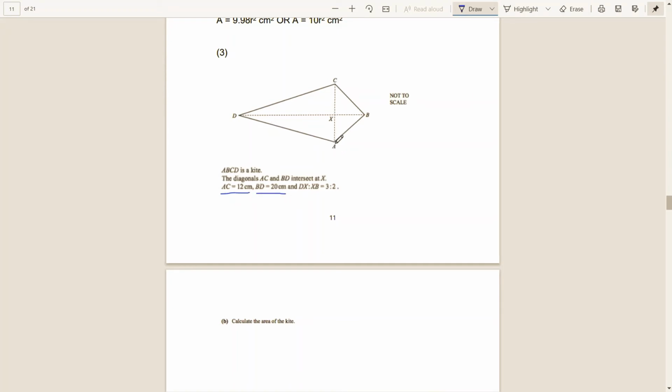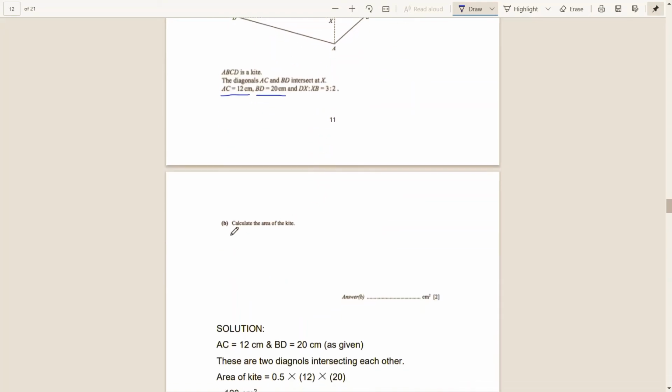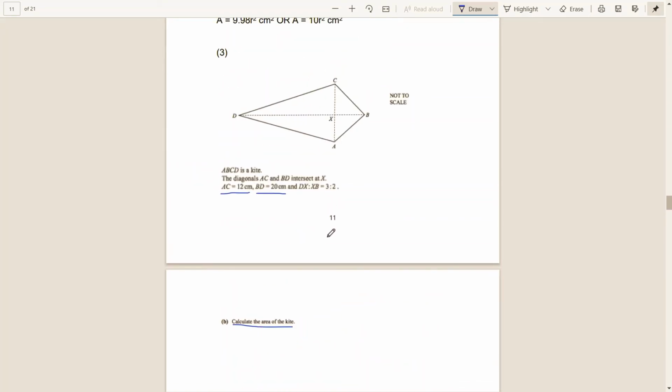AC is 12, this length, and BD, this length, is 20 centimeter. The question is, calculate the area of the kite. So now, recall the area of the kite. What's the area? 1 over 2 into the diagonal 1 multiplied by the diagonal 2. Diagonal 1 is AC, which is 12. Diagonal 2 is BD, which is 20 centimeter.